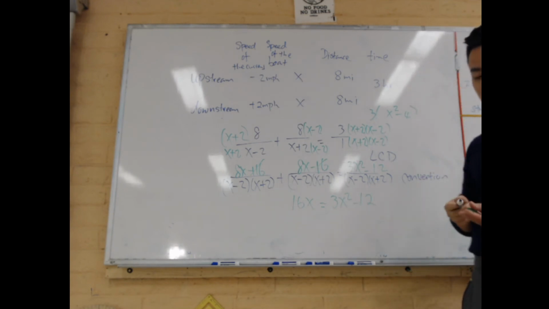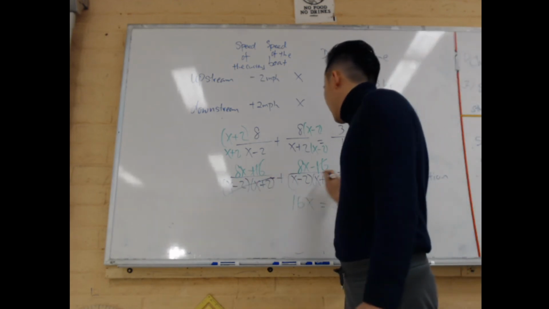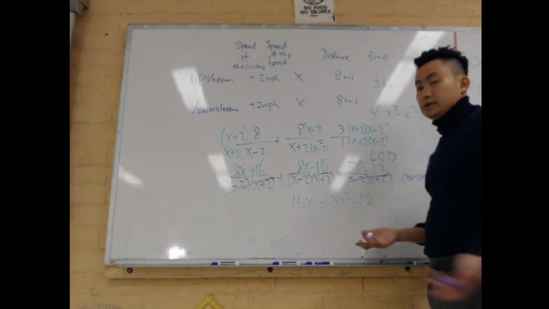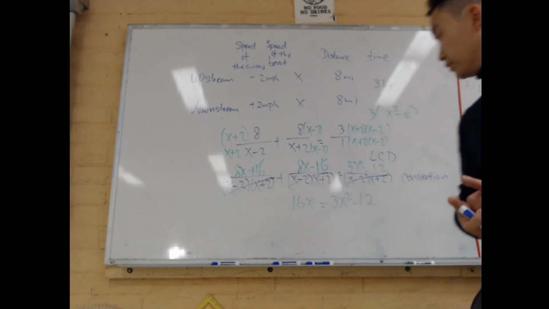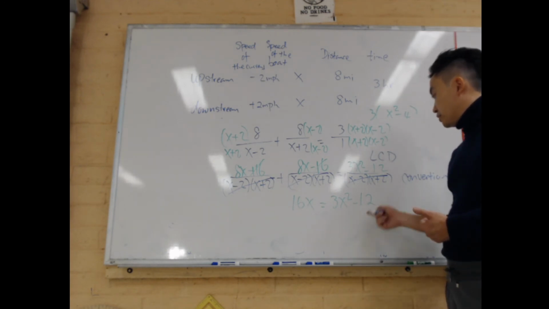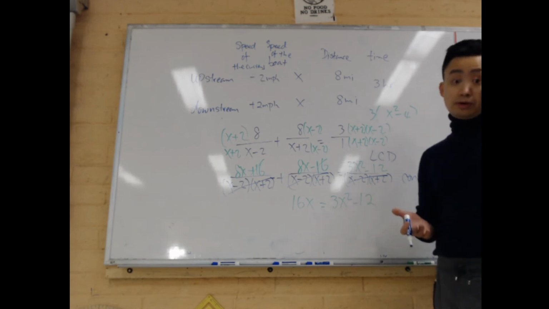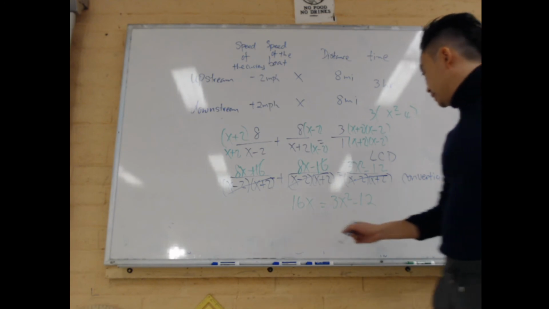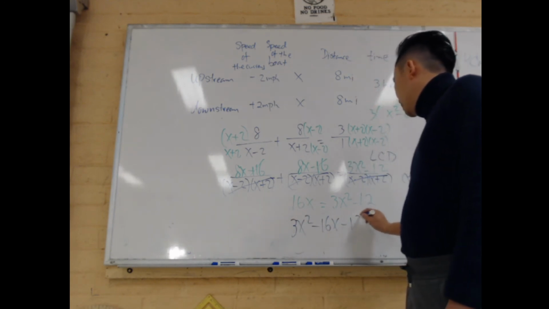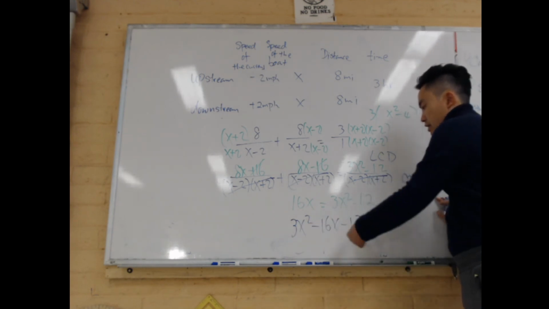And what happened with the denominator? The denominators are all the same, so that means we can cross them out. And now the only thing that remains is the quadratic equation, where the highest power is 2. So we want to bring everything together and solve the quadratic equation. So we got 3x squared minus 16x minus 12 equals 0. And one thing you want to check first is the greatest common factor.